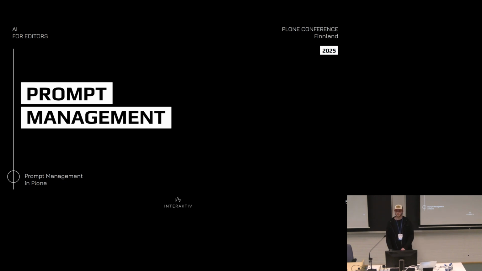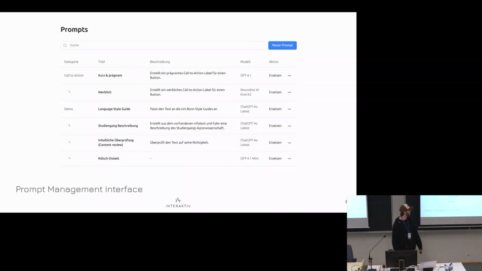The tool itself works using the REST API, but for demonstration purposes, we have built a UI so that we can show you how it works. This is what it looks like. You can see the category on the left. This letter means that it belongs to the same category. You can see a title, a description, which model it should use, and an action.